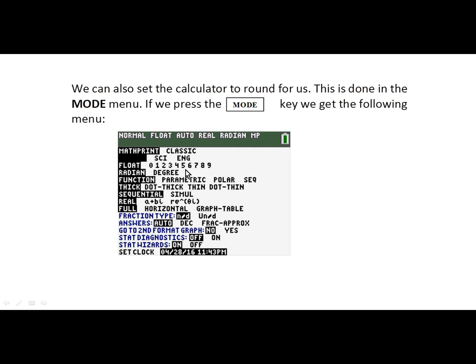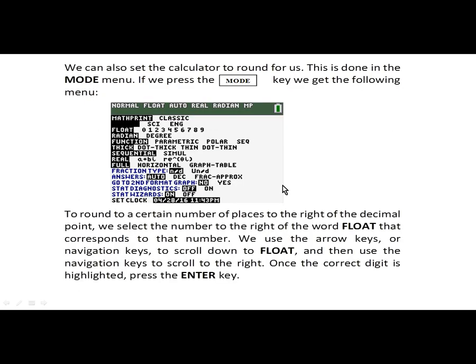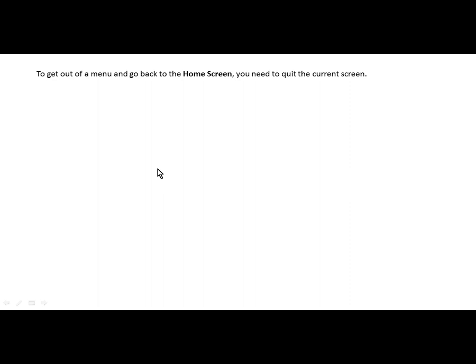These other numbers tell you how many places to the right of the decimal point are supposed to be displayed. So to round to a certain number of places to the right of the decimal point, we select the number to the right of the word float, and we use our navigation keys or arrow keys to scroll down to float and then go over to the right for how many places, and then just press enter. To get out of the menu and go back to the home screen, you need to quit the screen. Quit is the second of the mode key. Just press second mode to get back to the home screen.